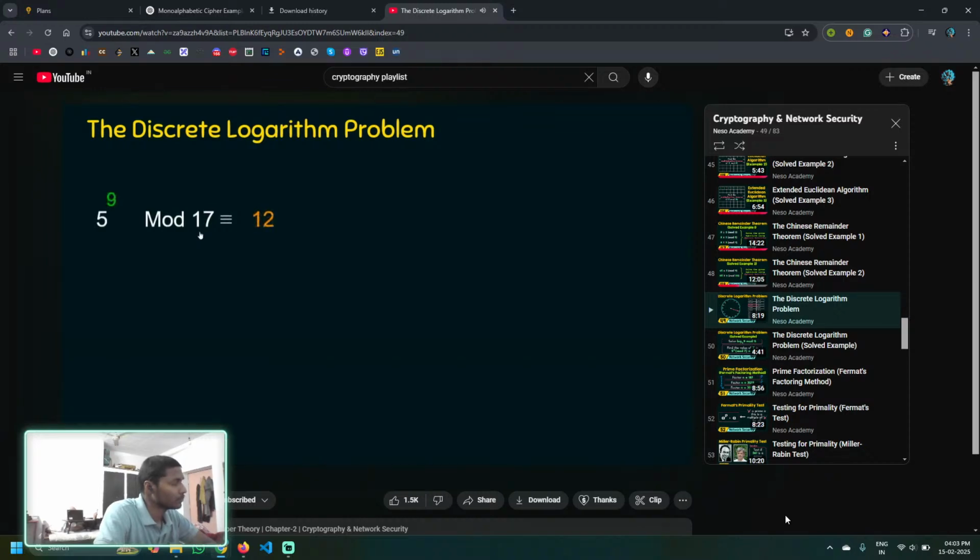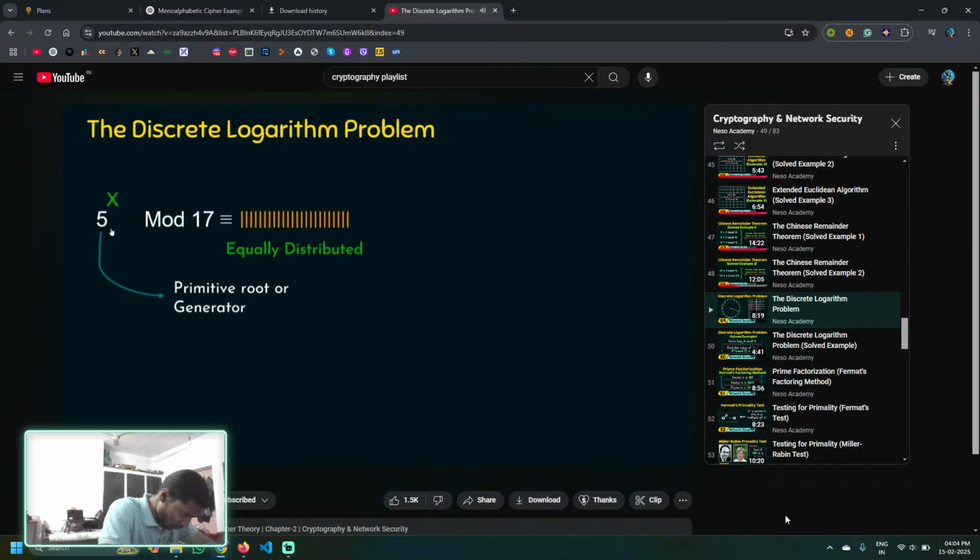So from 5 power 1 to 5 power 16, we are getting results that are uniformly distributed. That is the important property of the prime number and the primitive root. So what we understand from this is that when we deal with 5 power x mod 17, and we start giving numbers for x, we can see the result is equally distributed. This x can be from 1 to any range, but still the prime number is 17. This is applicable only when there is a prime number and we have a primitive root for that prime number. So we call this number 5 a primitive root or generator.